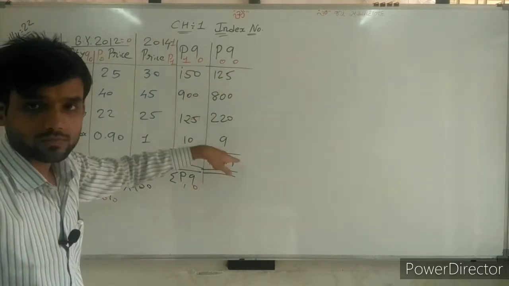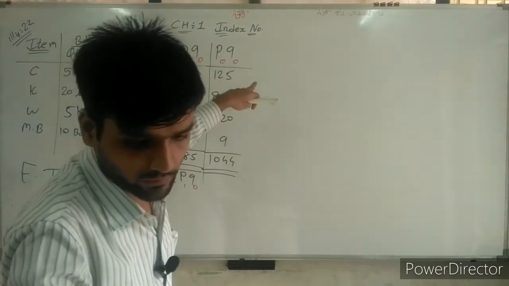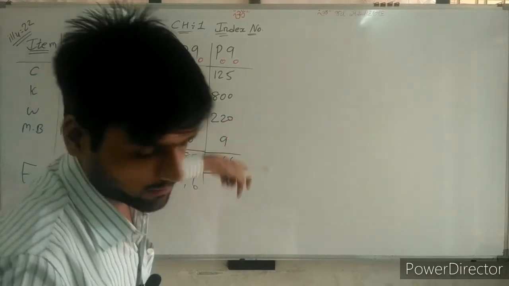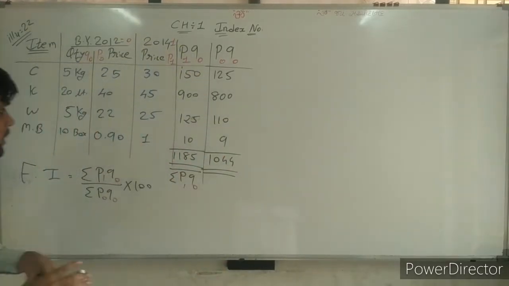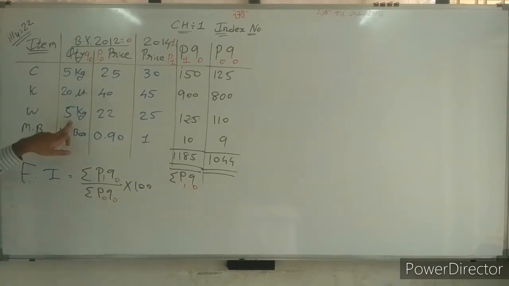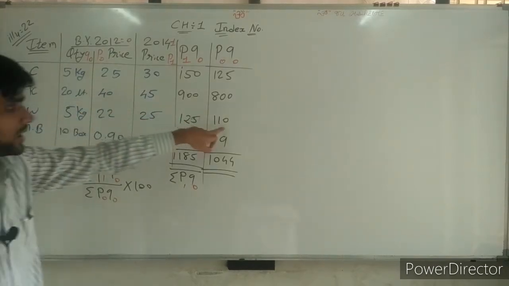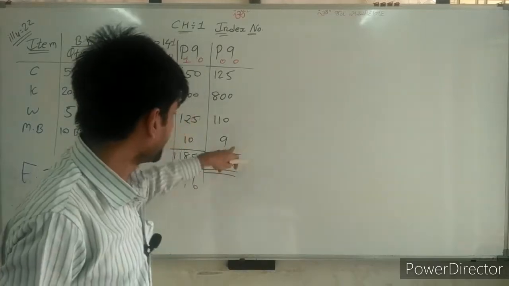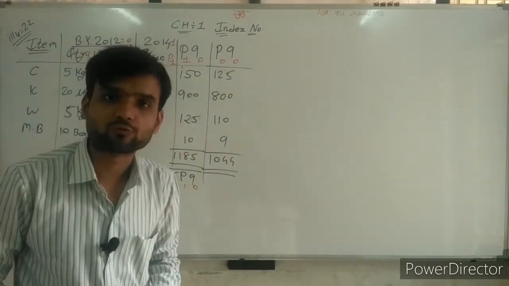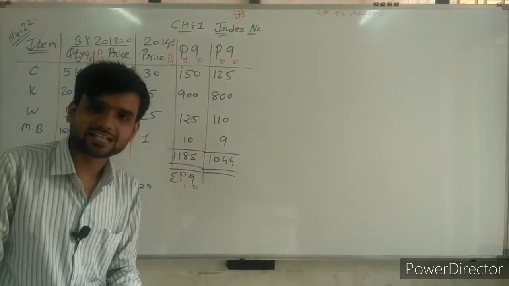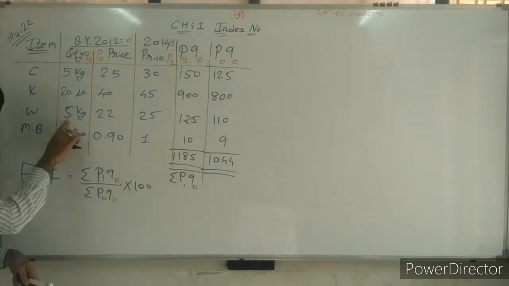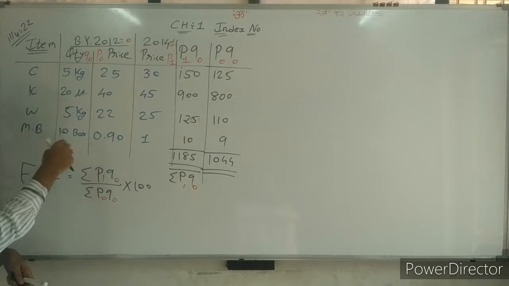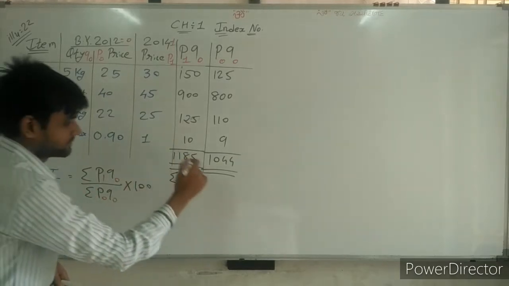Same way P0 Q0 also 125, 800 okay, but here 110 is there. Why? Because here 5 is given. So 22 into 5, 110, and then 9. Total of this is 1044. That is given in text. Don't worry. Because here 5 kg is given and I have written that 10.